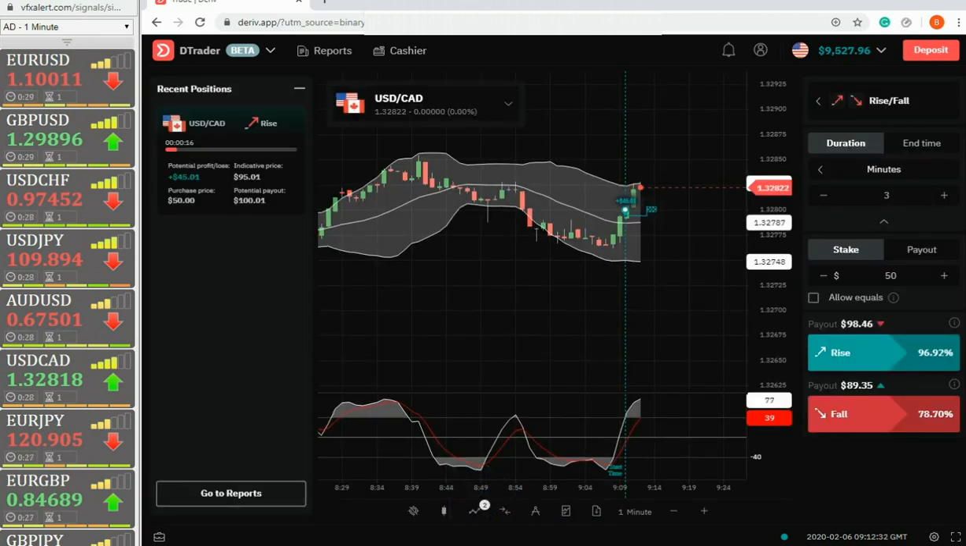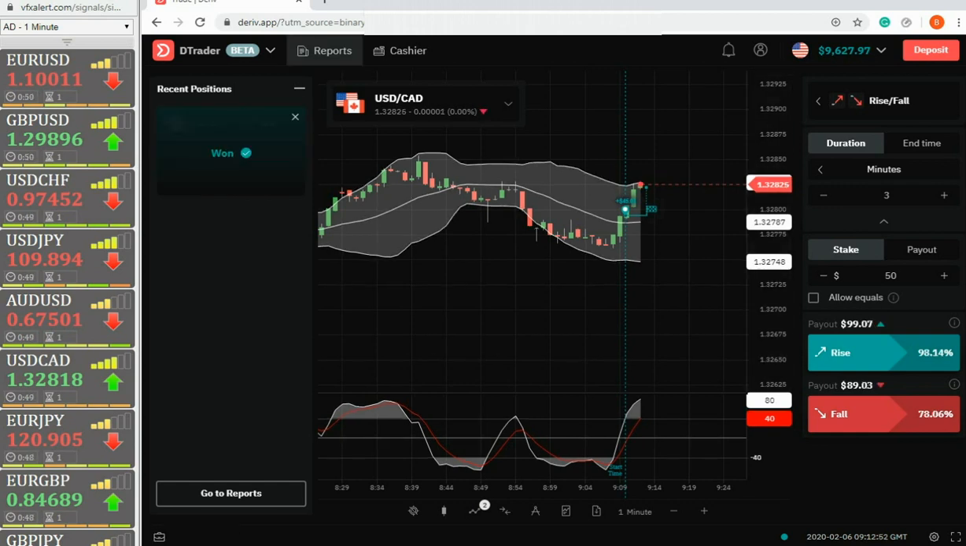18 seconds before expiration, the transaction is in profit. The price is far from the opening level. The first option is closed with a profit. We are waiting for the next signal.